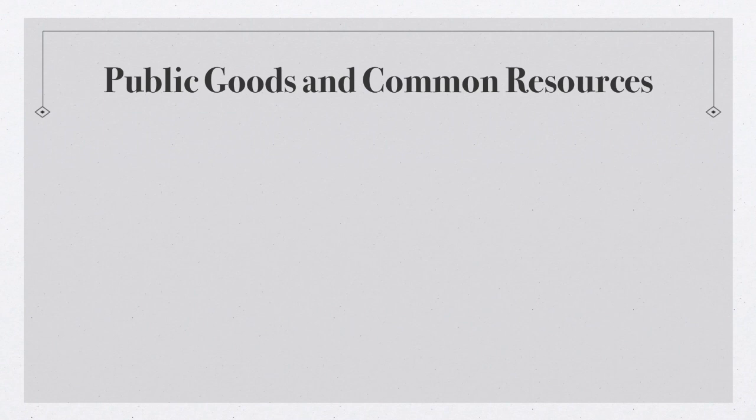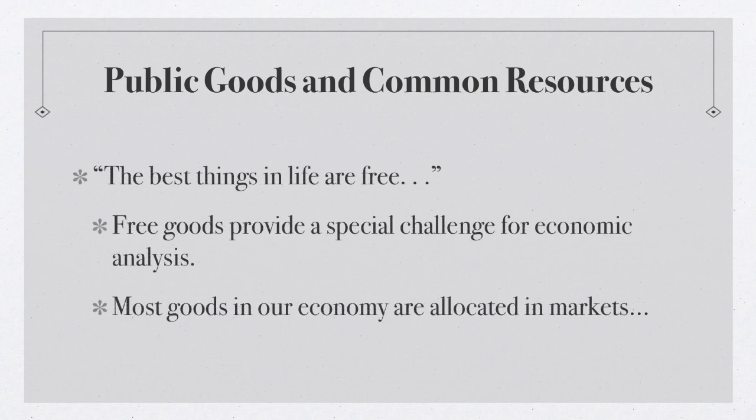All right, today's screencast is going to be actually kind of a quick one. We're going to be looking at what economists call the four types of goods. In particular, we're going to be looking at public goods and common resources, and what public goods and common resources have in common is they are quote unquote free. And free goods provide a special challenge for economic analysis.